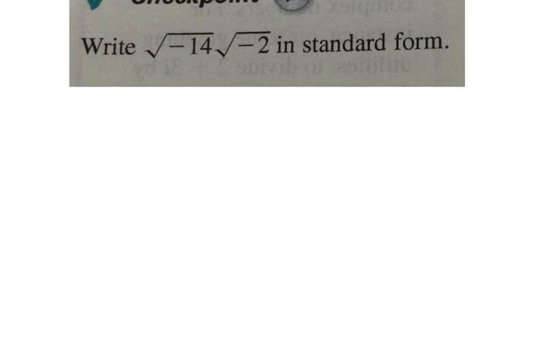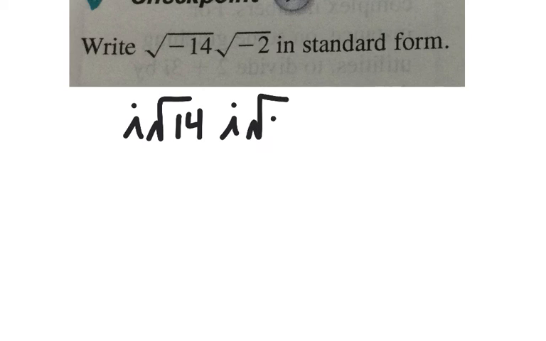I've got negatives underneath radicals. I have to bring them out. So this is i radical 14, and this is i radical 2. Now we're going to multiply. i times i is i squared. 14 times 2 is 28.